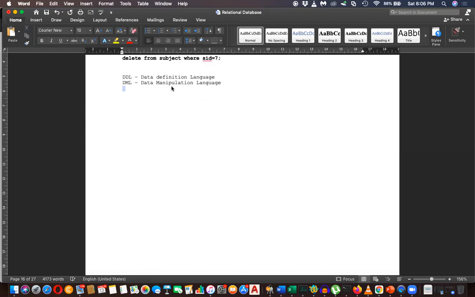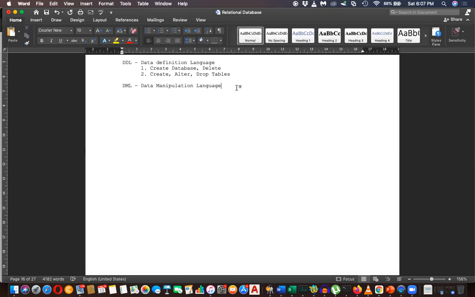The first one is data definition language. Under that, we discussed a few things. First, how to create a database and how to delete a database. Then under DDL, we discussed create, alter, and drop tables. We just create, edit, and drop tables. We discussed this part.